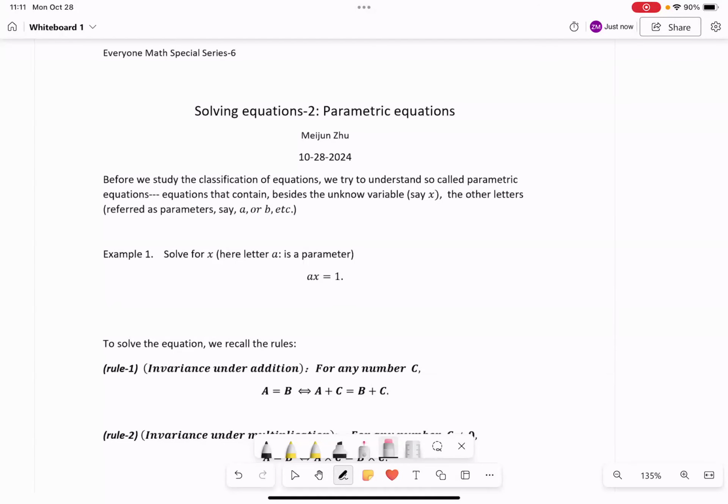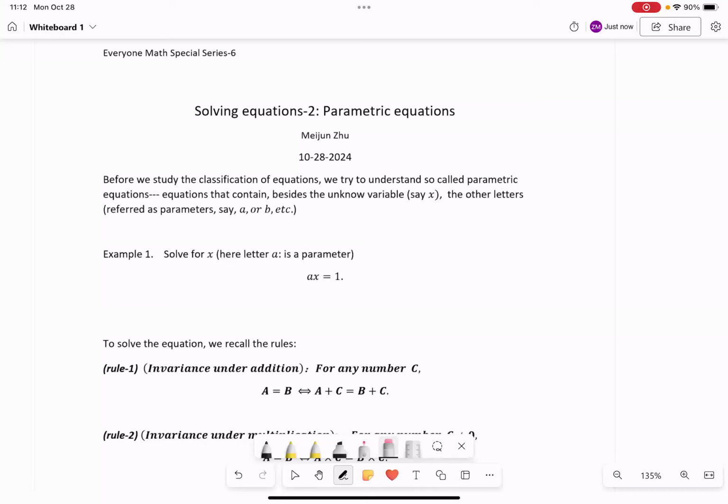In this video, I'd like to talk about parametric equations. Before we study the classification of all kinds of equations, we try to understand so-called parametric equations. Those are equations that contain, besides a known variable x, some other letters, for example, a or b. Those are referred to as parameters. Here's one example. We try to solve for x.